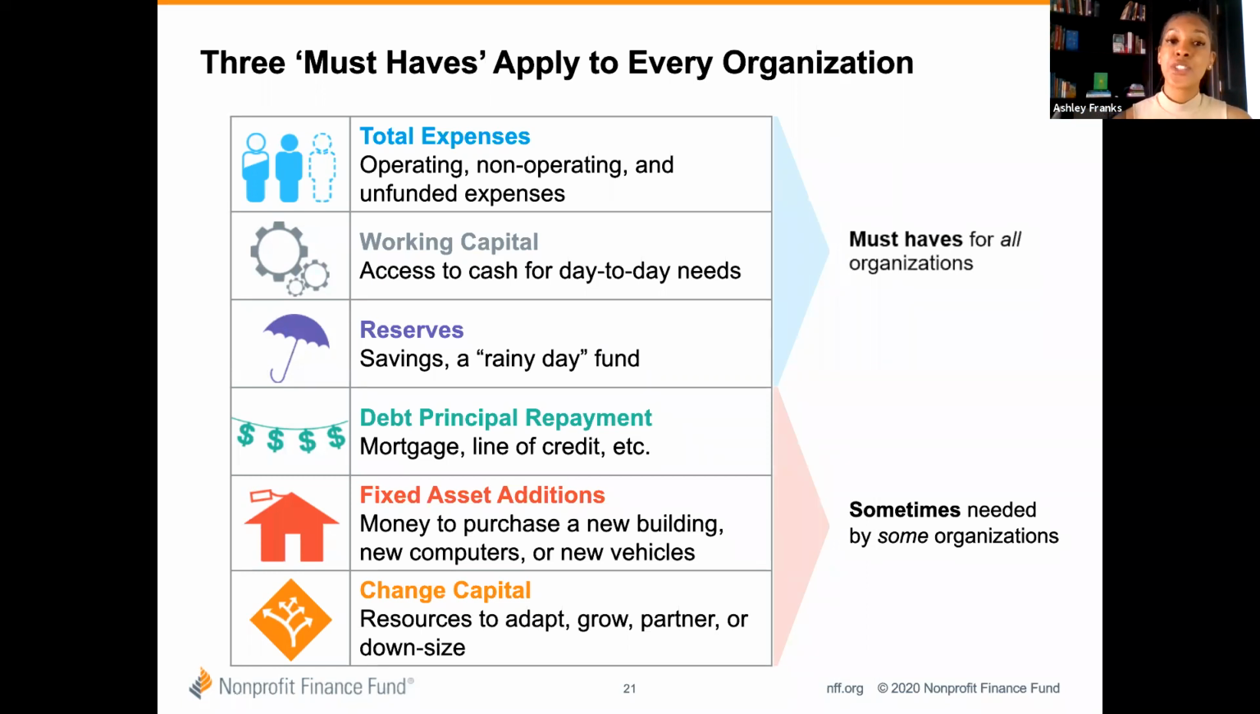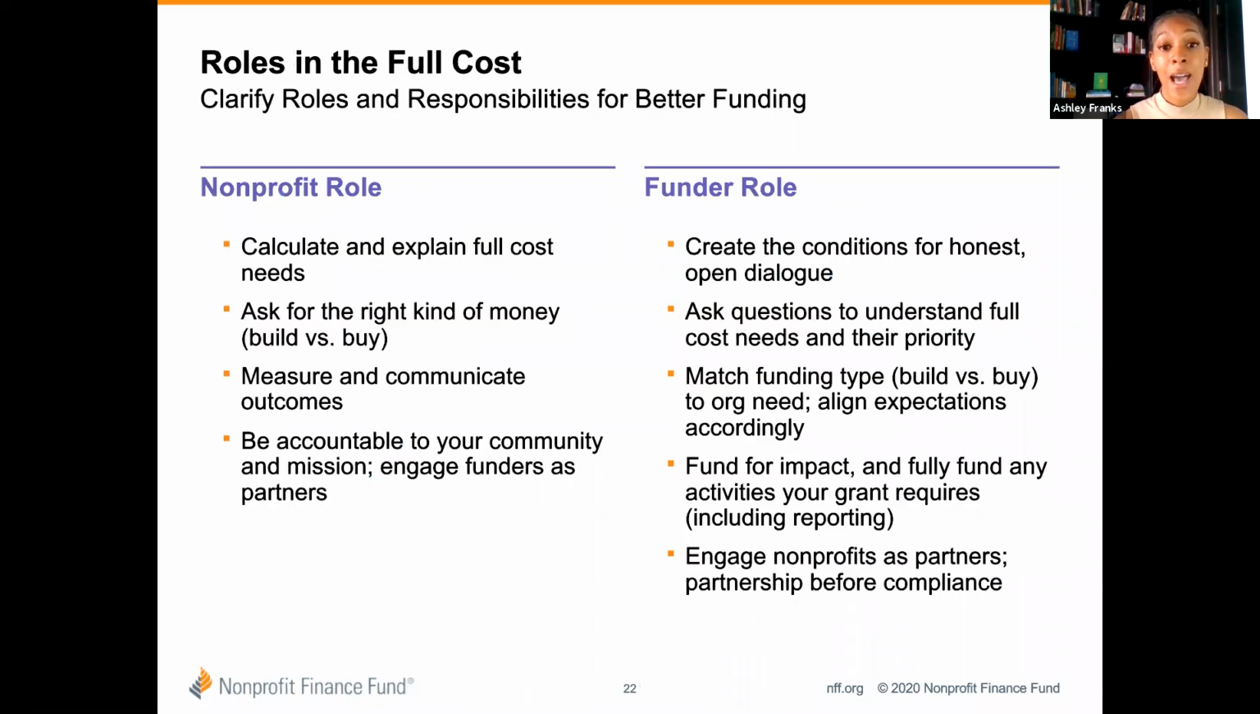And because needs change over time, we wouldn't expect organizations to meet their full cost needs right away. We know that financial strength in our sector is often built slowly over decades, but certainly funders can help speed that up by giving large and flexible grants, particularly to organizations working in communities that have been systemically denied the opportunity to build financial wealth. And that leads me to my final point here, which is that full cost funding is a two-way street.